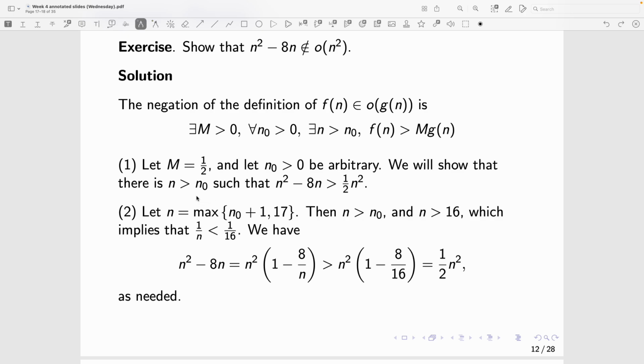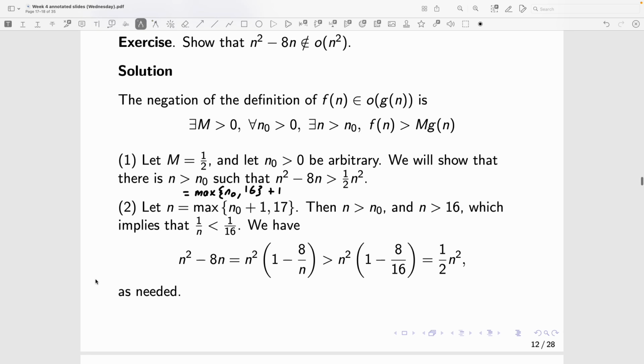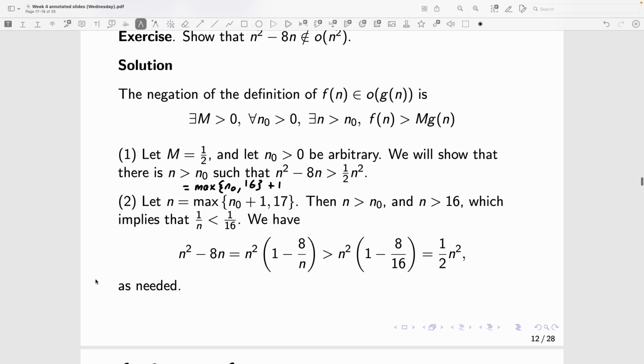This is just like saying that n is the maximum of n naught and 16, plus 1. Those are equivalent. It's a matter of style. I prefer the one that I just wrote down. And then we just spell out the assumptions that we made from our rough work and do the inequality backwards.